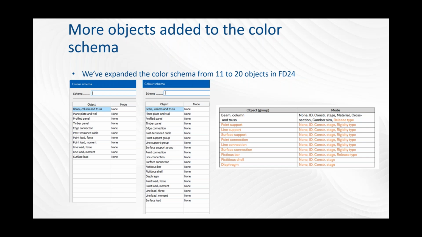As the text says, we have expanded from 11 to 20 objects, and we know that this is quite a good feature to make it easier to work with in harder models and to make things visible. So therefore, now you have even bigger customization opportunities at your disposal.